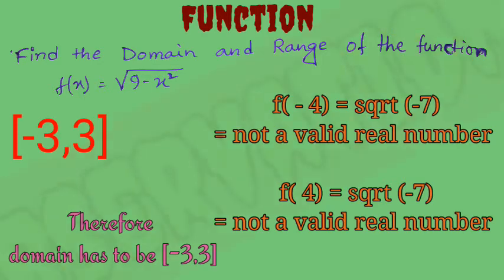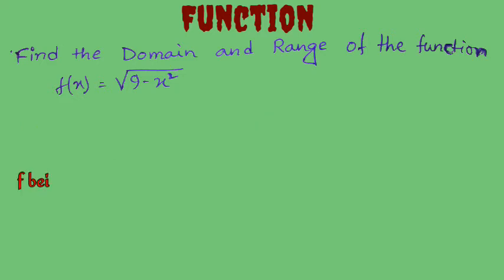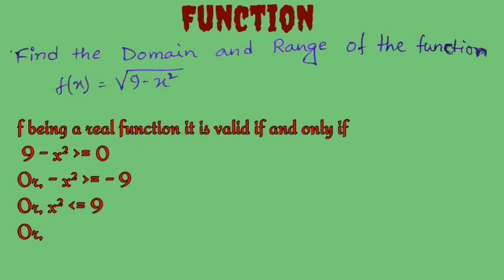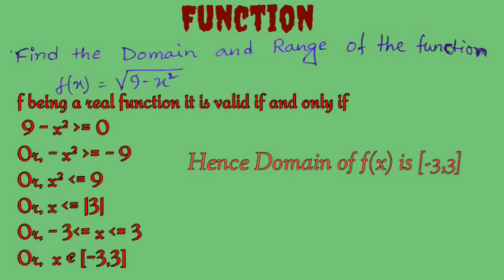But it is our observation. To find the domain in a proper manner, we have to follow these steps. f of x is valid if and only if the inner portion of the square root, that is 9 minus x square, is greater than or equal to 0. And after solving this inequation, we get mod x is less than or equal to 3, which is nothing but -3 less than or equal to x less than or equal to 3. Thus x belongs to the closed interval -3, 3, and it is the domain of our function.